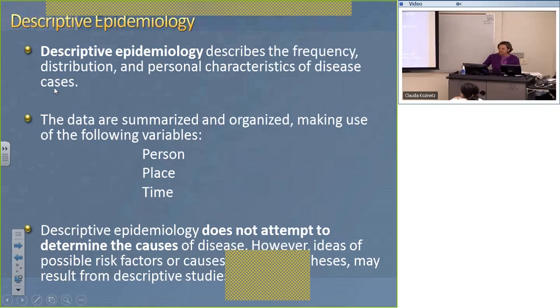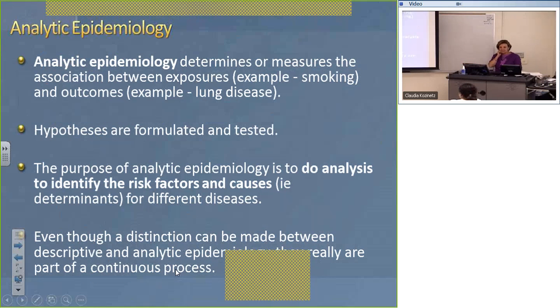Descriptive epidemiology: person, place, time. Once again, it is what it is in its name. It's describing something. Descriptive epidemiology does not attempt to determine the cause of disease, but it is information that can be used to get to the next step of epidemiology, which is analytic epidemiology, where you can begin to test hypotheses, test whether or not there is a cause-effect association or a correlation.